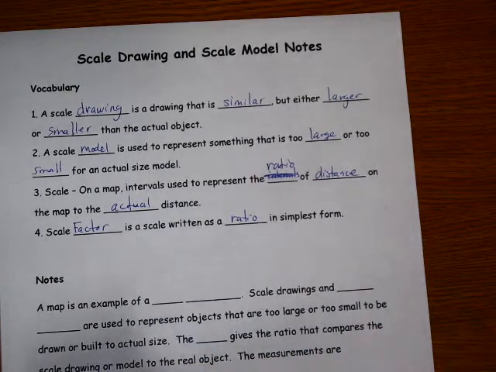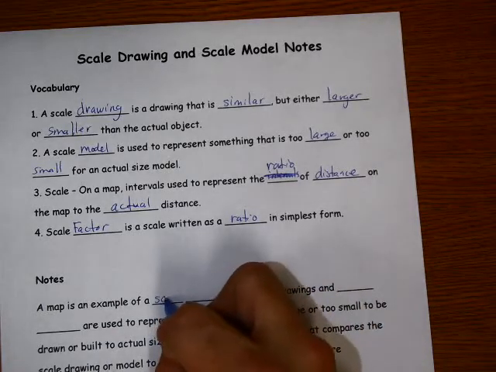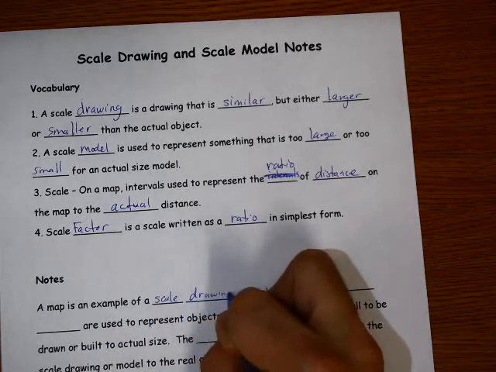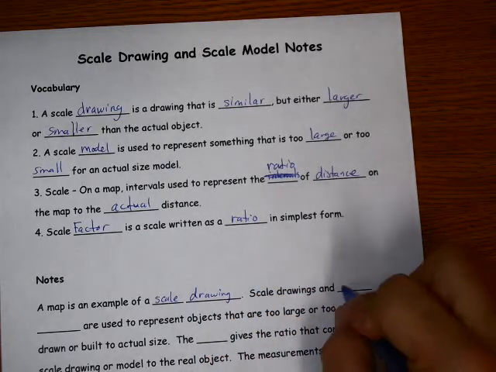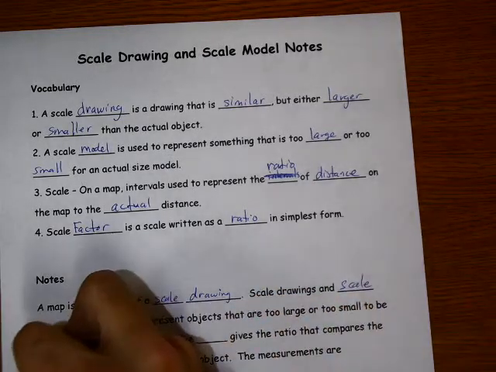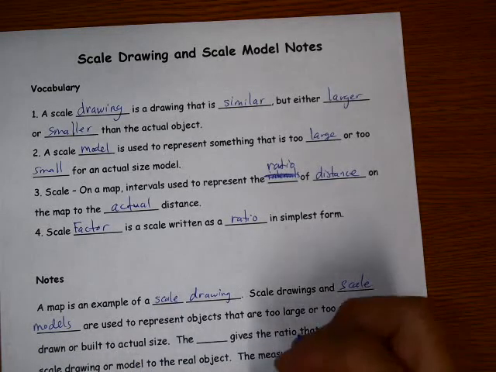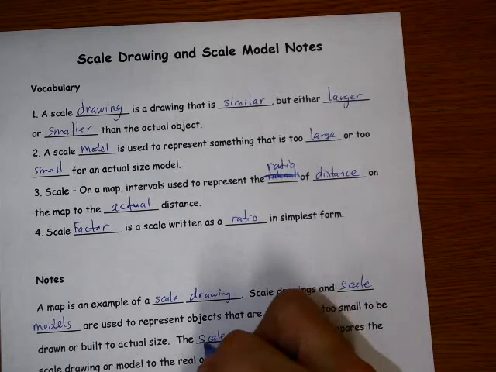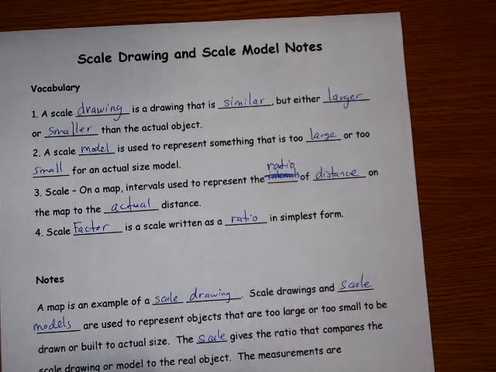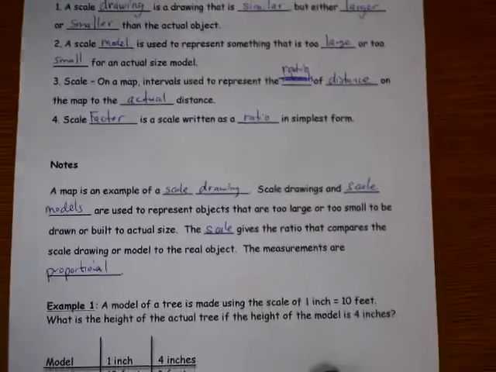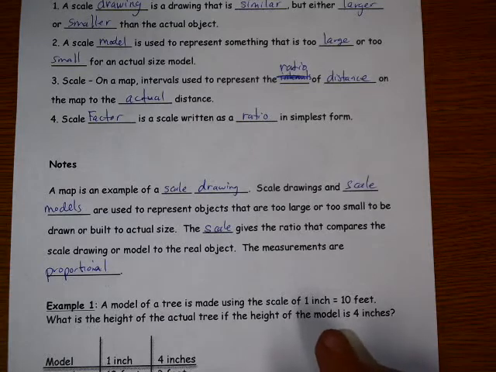Okay, let's get to the notes part. A map is an example of a scale drawing, like I just talked about a minute ago. Scale drawings and scale models, which was the other thing we talked about, are used to represent objects that are too large or too small to be drawn or built to actual size. The scale gives the ratio that compares the scale drawings or models to the real object, and the measurements are always proportional. And that's what we've been working with the last few days in class, so that's what a lot of these are going to be. Okay, so let's do a few examples.